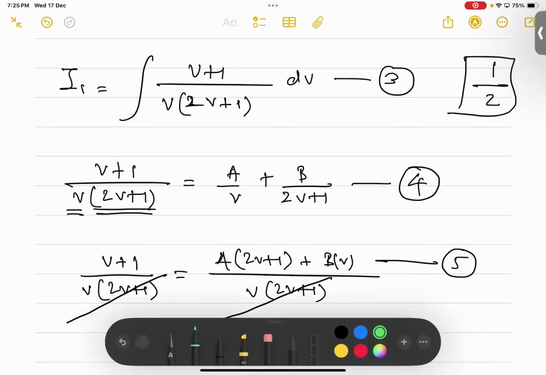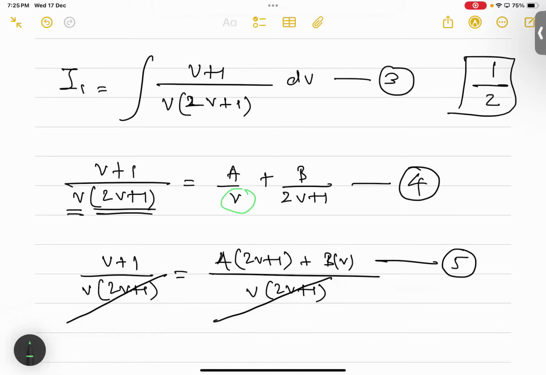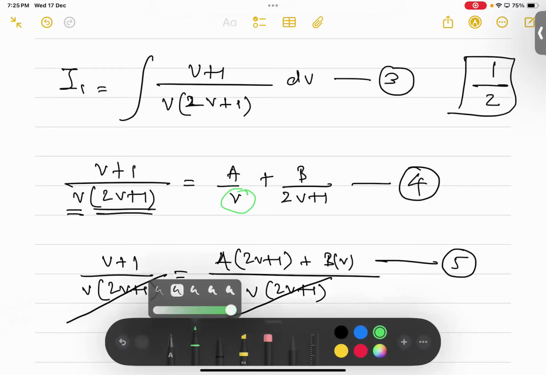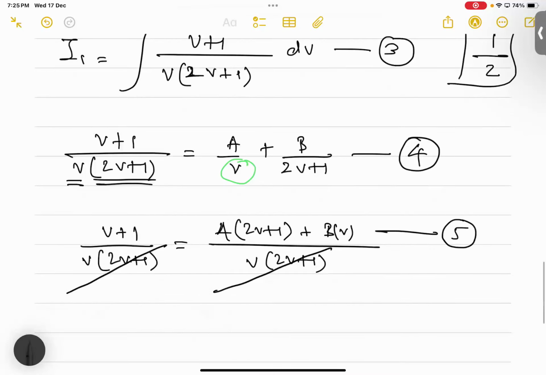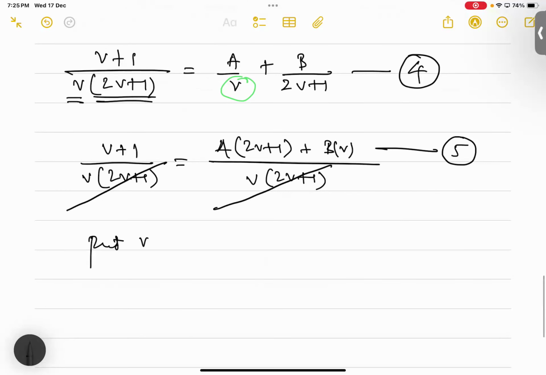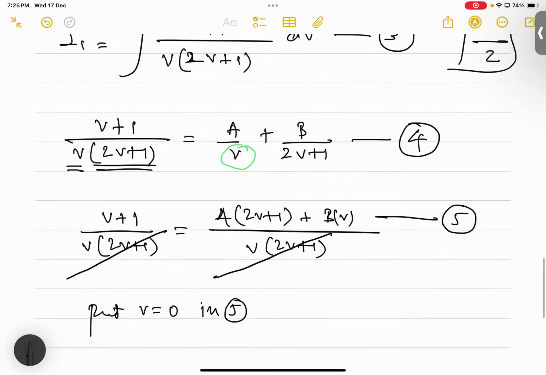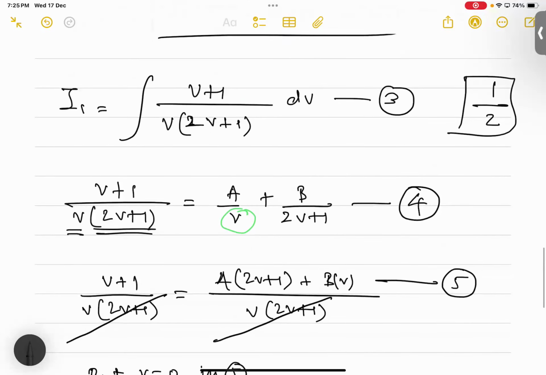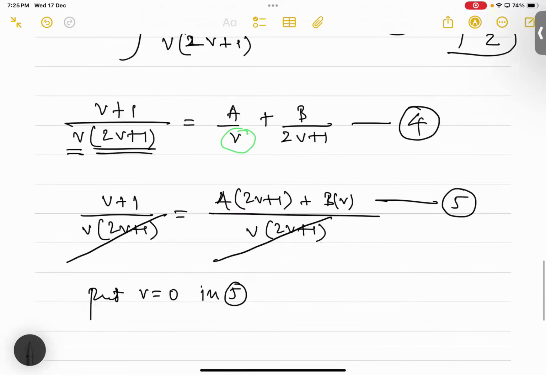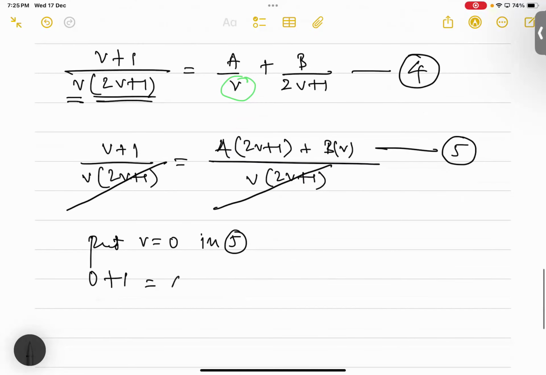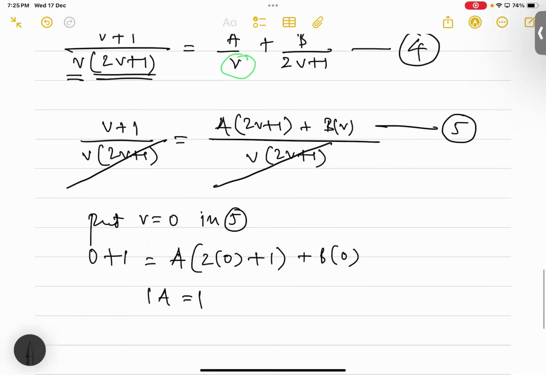Now, when we did partial fractions, each linear factor was equated to 0. If V is equated to 0, the value of V is 0 only. So put V is equal to 0 in 5. 3, 4, 5, 5, 4, 3. You remember that? 1, 2, 3, 3, 2, 1, that thing. So 0 plus 1 equals A into 2 into 0 plus 1 plus B into 0. What is A? 1. Do you agree? We got the value of A.